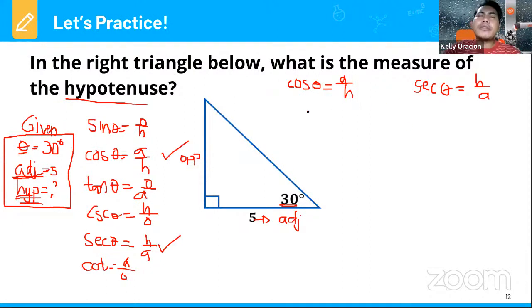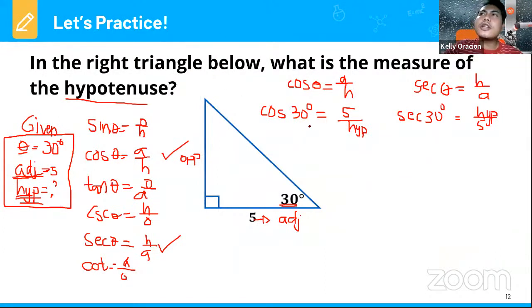But anyways, let's continue. What's our angle? The angle is 30 degrees. Cos 30 degrees is equal to adjacent is 5 over the hypotenuse, which is missing. Then here is sec 30 degrees, we have also hypotenuse over 5. Now, my question is this. What is the value of cos 30 degrees?